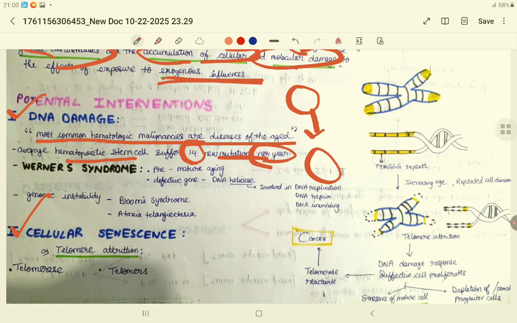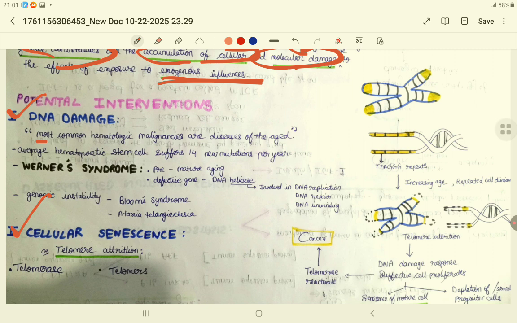Because of this accumulation of mutations, what will happen? There will be certain DNA damage that occurs, and this DNA damage will be accumulated over time. That is the reason he says that most of the hematological malignancies are diseases of the aged. Most of the people who are aged will have these hematologic malignancies. Now let us talk about a syndrome called Werner syndrome.